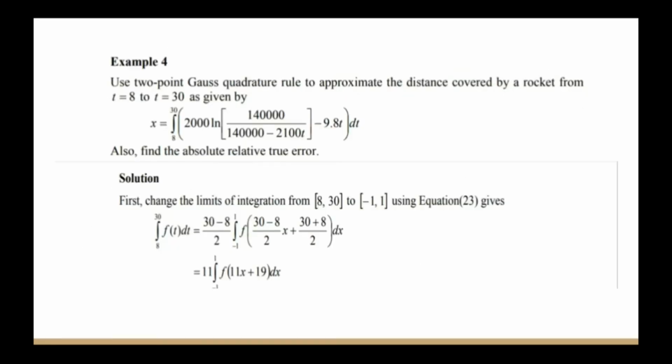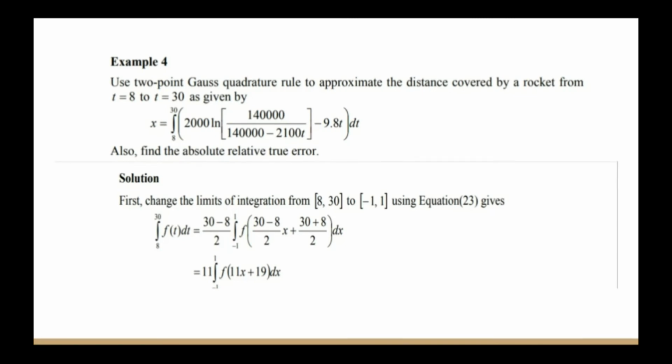So here we have an example so we can understand it better. Use 2-point Gauss quadrature rule to approximate the distance covered by a rocket from t is equals to 8 to t is equals to 30 as given by x is equals to the integral from 8 to 30 of 2,000 ln of 140,000 over 140,000 minus 2,100t minus 9.8t dt. Also, find the absolute relative true error. So we will see how many percent is the error.